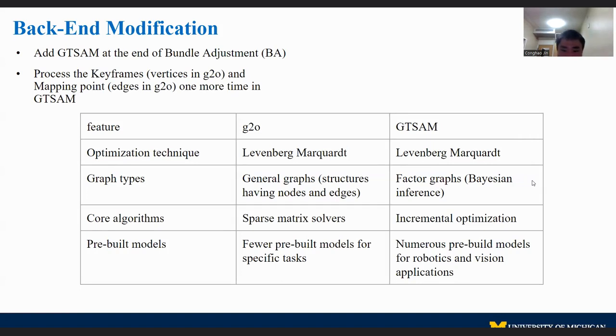But we found another choice, called GTSAM, which was also applied in our last homework. It uses factor graphs constructed from variables, which here are the keyframes, and factors, which here are the mapping points, and uses linear optimization to solve these factor graphs to find the optimal solution. Both of these methods share some similar features, such as both using LM as their optimization technique, but they work in different ways to process the errors. So we chose to add GTSAM to further process the data which has already been processed by G2O, hoping to improve the performance of ORB-SLAM3.